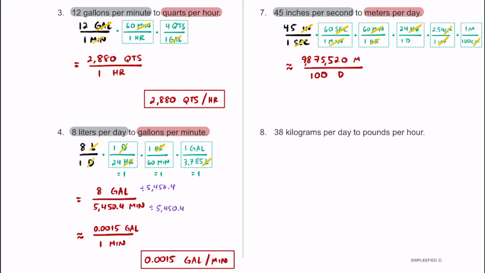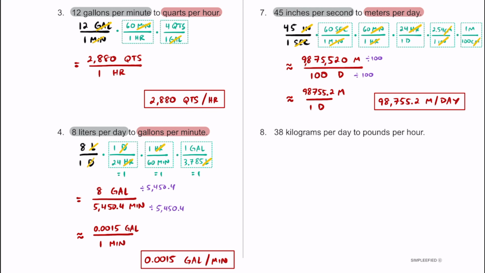Okay, so next we're going to go ahead and divide this by 100 and this by 100. So we don't want per 100 days, we want per 1 day here. If we do that, we're just going to end up with 1 day on bottom. And on top, you don't need a calculator, just dividing this by 100. You take the decimal that's here at the end and move it to the left 2 times. That's 100 times smaller. So that will be 98,755.2. Okay, that's going to be meters per day.